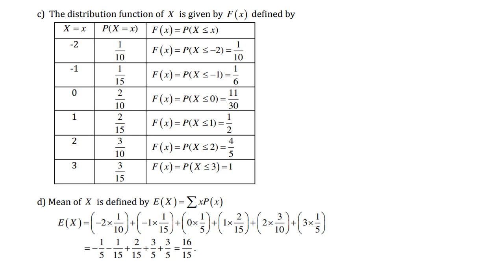Now the last one is that we have to find the mean of x. The mean of x is defined by E of x, which is nothing but the summation of x into p of x. So E of x is equal to -2 into 1 by 10 plus -1 into 1 by 15 plus 0 into 1 by 5 plus 1 into 2 by 15 plus 2 into 3 by 10 plus 3 into 1 by 5, which is nothing but equal to 16 by 15.